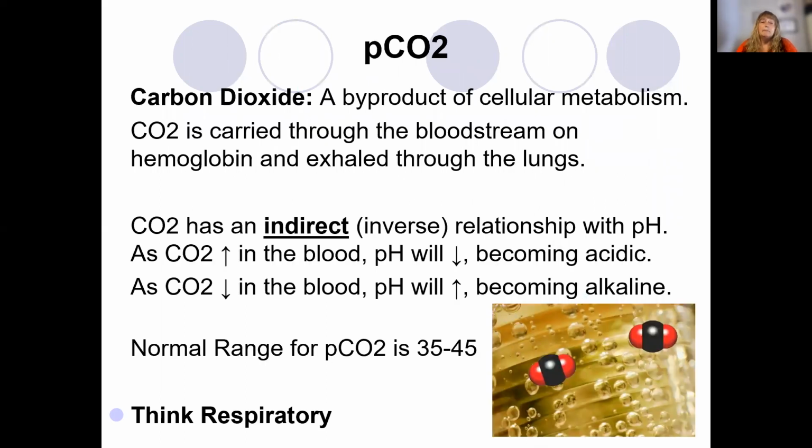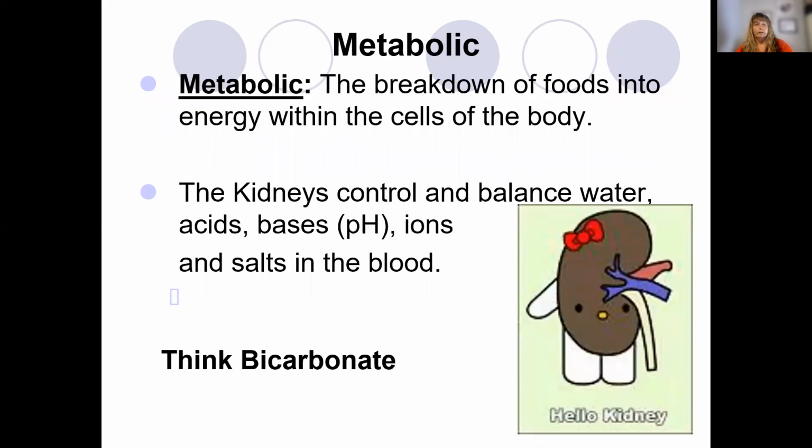Carbon dioxide is a byproduct of our cellular metabolism. The CO2 is then carried through our bloodstream on the hemoglobin and exhaled through the lungs. The carbon dioxide has an inverse or opposite relationship with the pH. As the carbon dioxide in the blood increases, the pH will decrease, becoming more acidic. As the carbon dioxide decreases in the blood, the pH will increase, becoming more alkaline. The normal range for PCO2 is 35 to 45. So if you're thinking about carbon dioxide as the cause, think respiratory.